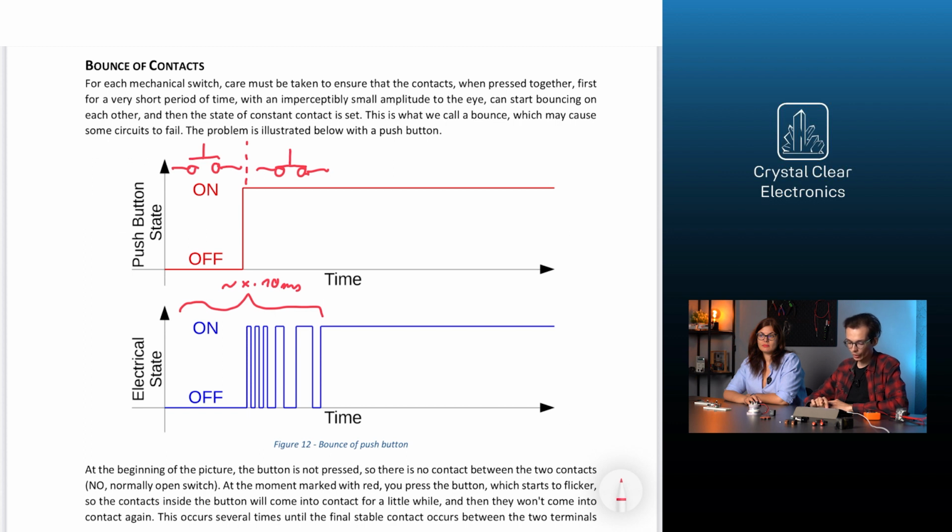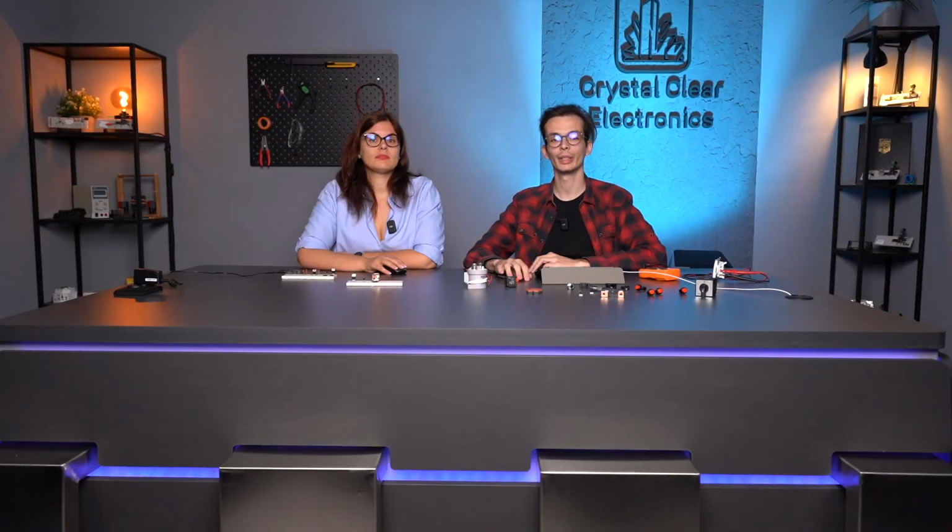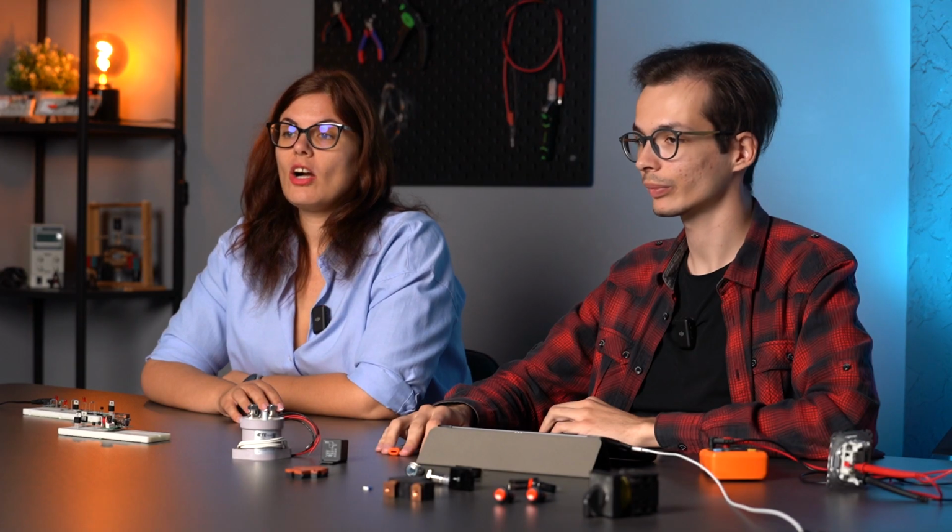This unwanted phenomenon will play a role in the rest of the curriculum, where we will build a protection against it. Now that we discussed this, we reach the end of mechanically controlled switches. In the next chapter, we will talk about electronically controlled switches.